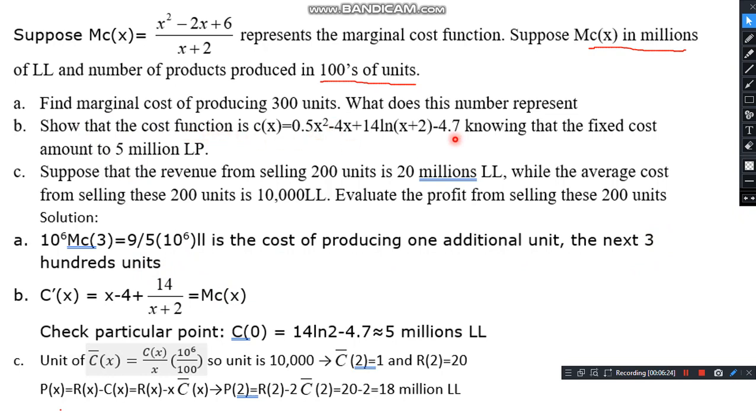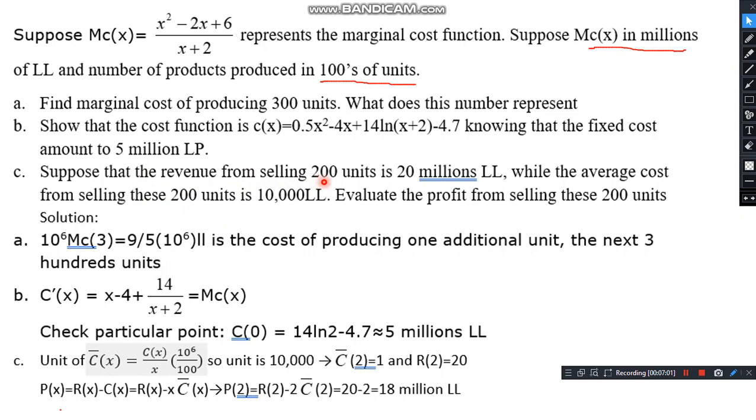Show that the cost function, I want to prove that this is the cost. So what we do, like we did before, we do the derivative. So 2 times 0.5x, so this is 1x. The derivative of minus 4x is minus 4. Ln u gives u prime over u, so 1 over x plus 2 times 14. So if you do the same denominator, you can check it by yourself. You're going to get the marginal cost. Knowing that the fixed cost amounts to 5 million, you replace here C0. If you replace by 0, you're going to get 14 ln 2 minus 4.7. It's around 5 million Lebanese lira.